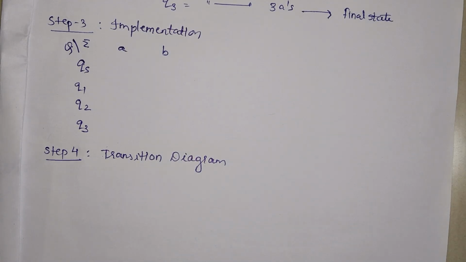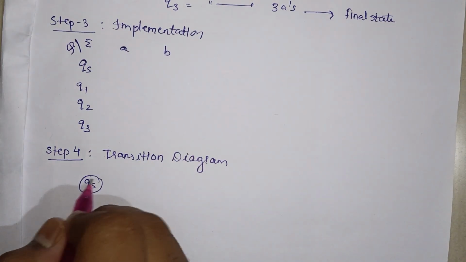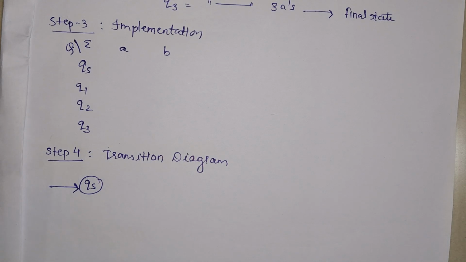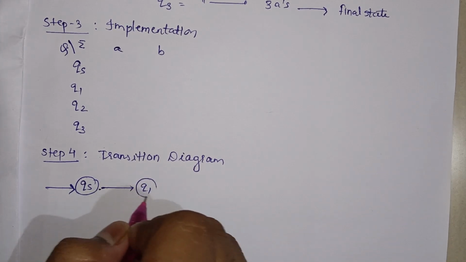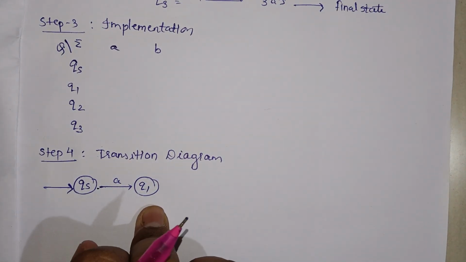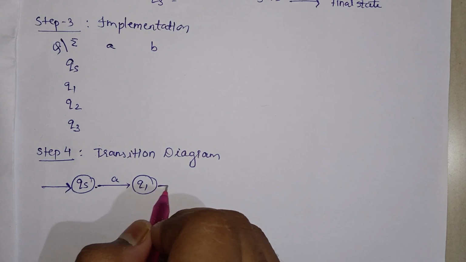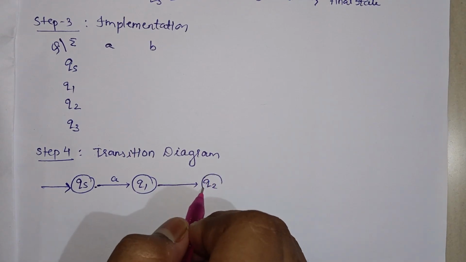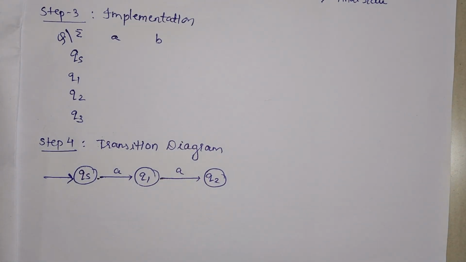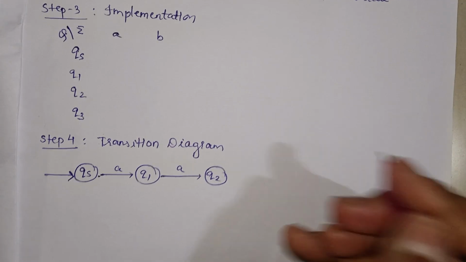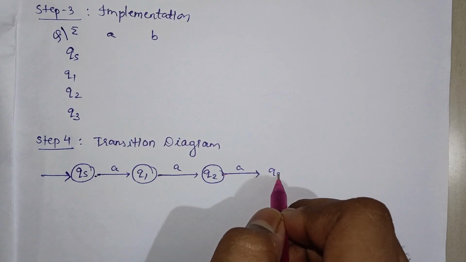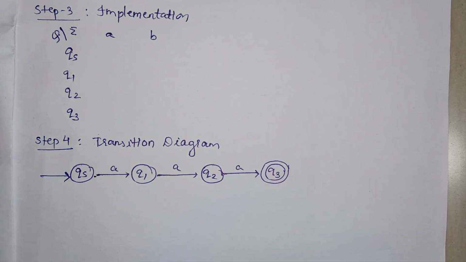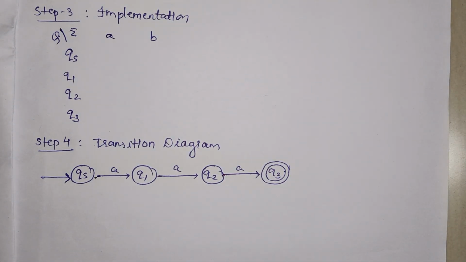Now see, Qs is our starting state. I am giving the starting arrow. If Qs receives a, it will go to Q1, means it is the state with 1 a. It will receive again an a, it will go to Q2, means Q2 is a state with 2 a's. It will get again an a, then it will go to Q3, the final state.